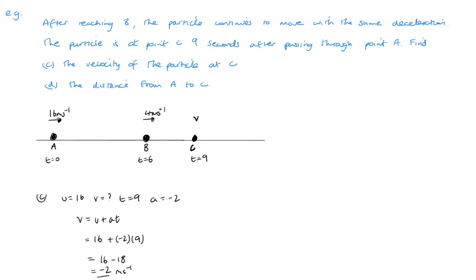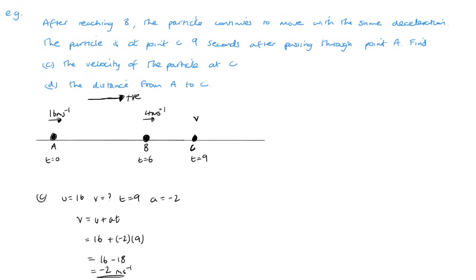meters per second. Okay, so direction is important. One thing I neglected from the start was which direction I'm taking as positive. So I'm taking this direction as positive, because that's the way these are moving. So -2 means it's in the direction of A, going from C to A. So what's actually happened is, as it's gone past B, it's gone past C, and then it's come back to C at that 9 seconds.